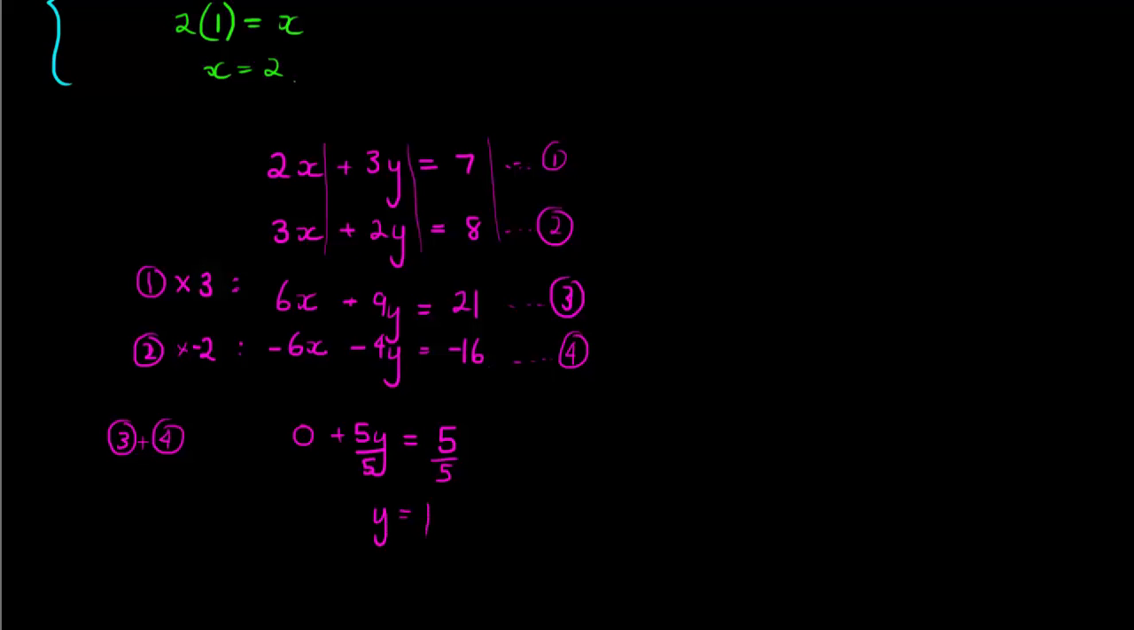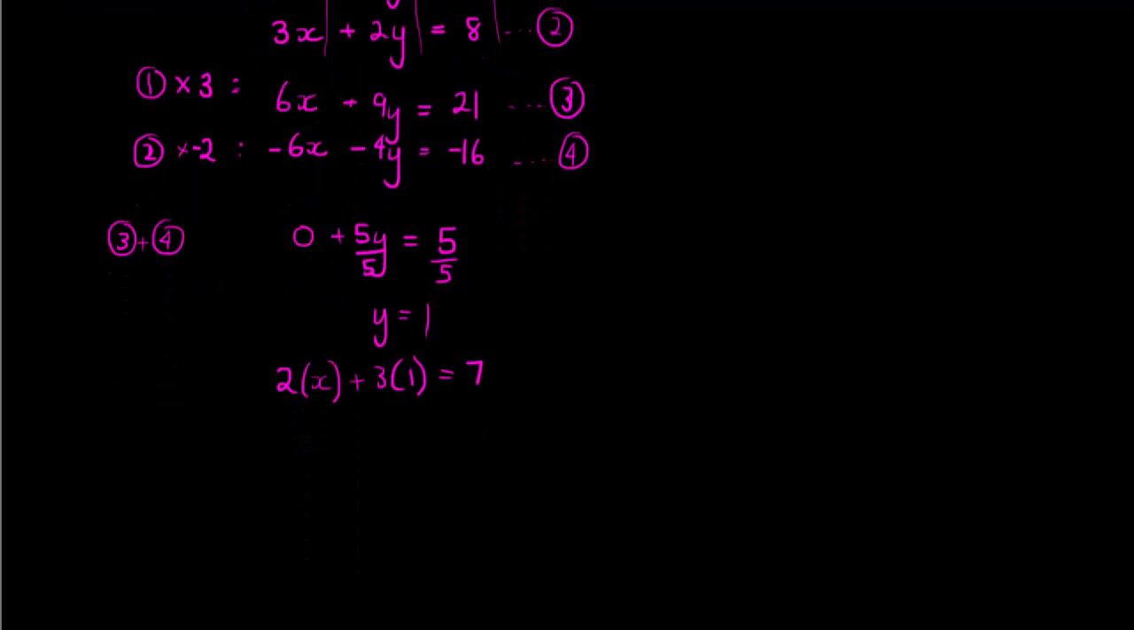As soon as I have the value for y, I can substitute into any one of the two. So I'm going to say 2x plus 3 times 1 is equal to 7. So this one solves, x is equal to 2. Great, I hope that was the bulk of it. I'm sure it's really not that difficult.